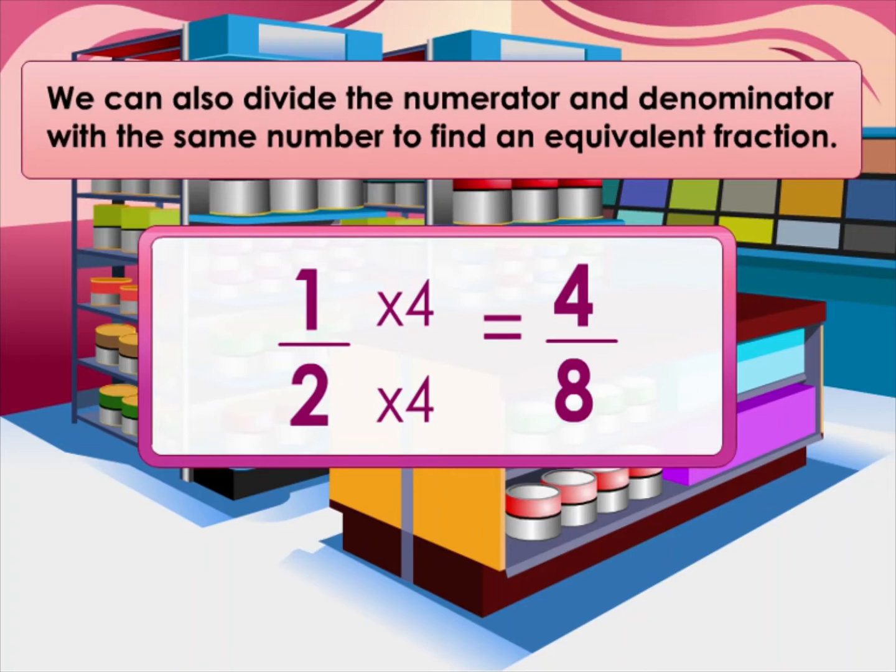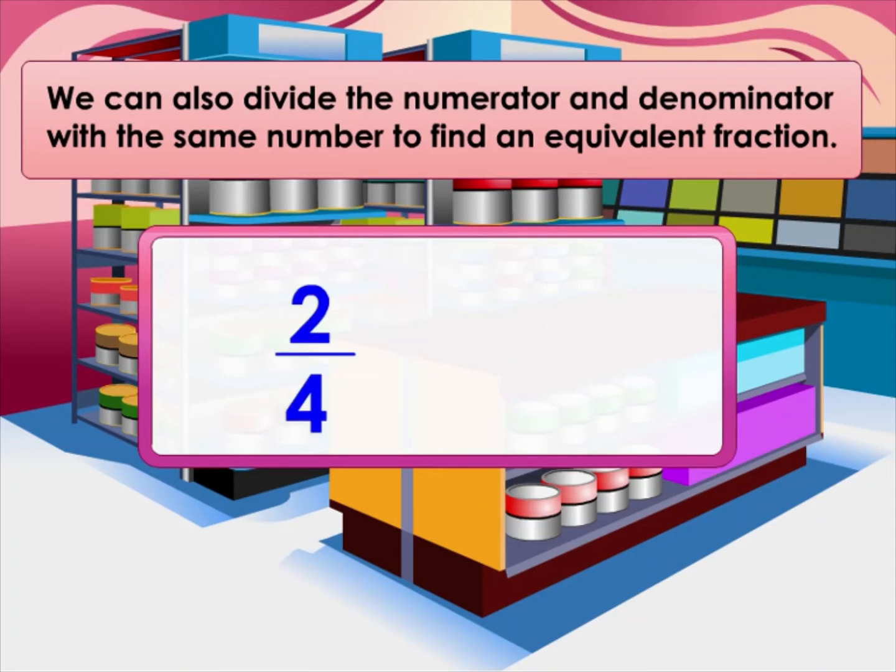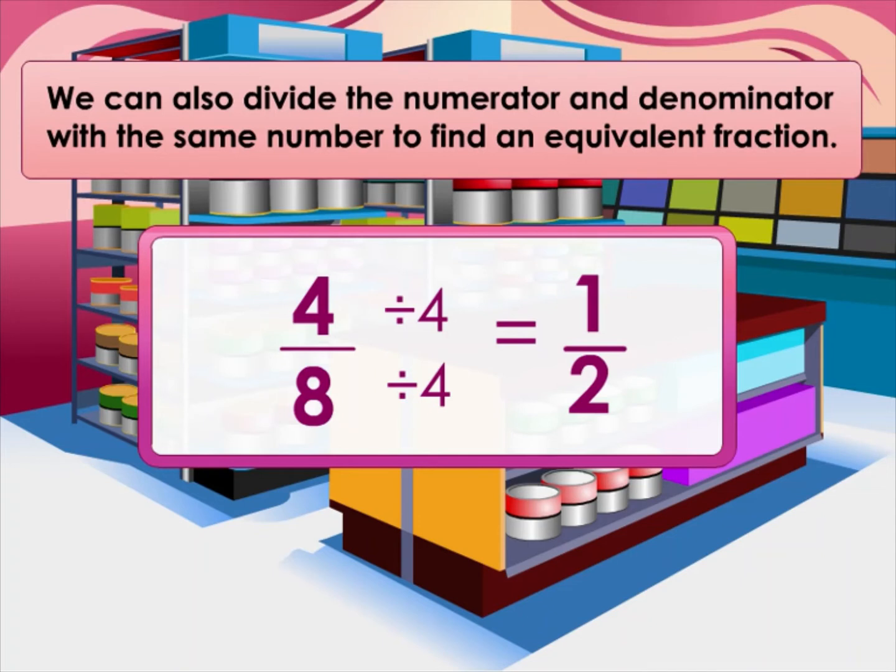We can also divide the numerator and the denominator by the same number to find an equivalent fraction. 2 over 4. 2 divided by 2 equals 1. 4 divided by 2 equals 2. So 2 over 4 equals 1 over 2. 4 over 8. 4 divided by 4 equals 1. 8 divided by 4 equals 2. So 4 over 8 equals 1 over 2.